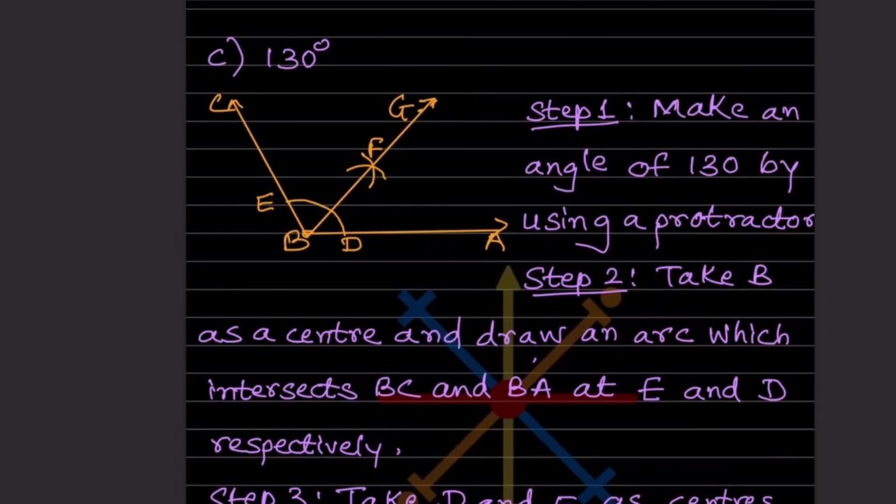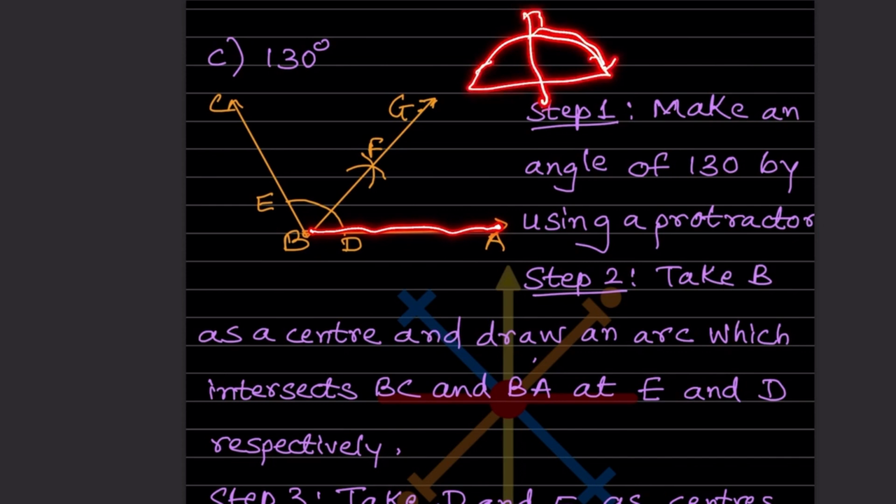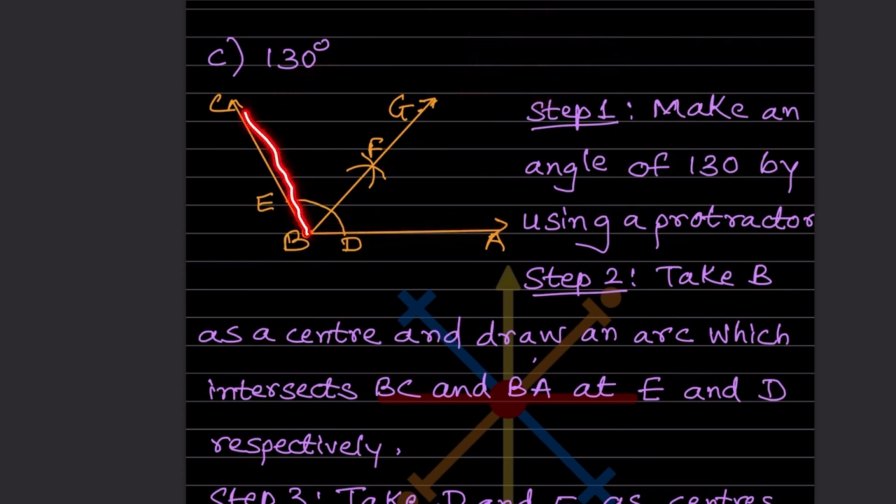Next one here, we have to look for 130 degrees. So now look here, you are going to draw a line and you will take a protractor. Protractor, as I said, this is 90 degrees. So this side will be less than 90 degrees. This is going to be more than 90 degrees because 130 is more than 90 degrees.